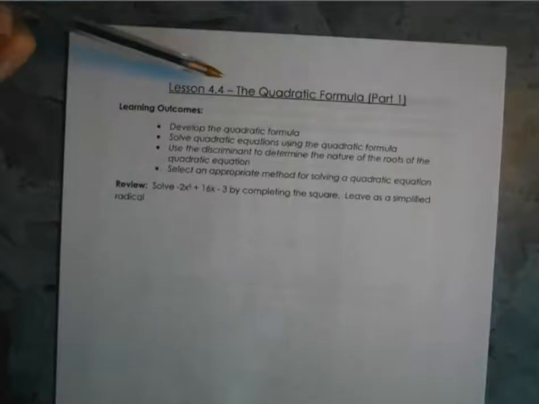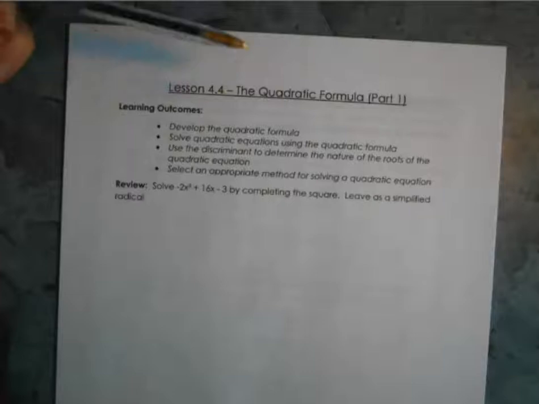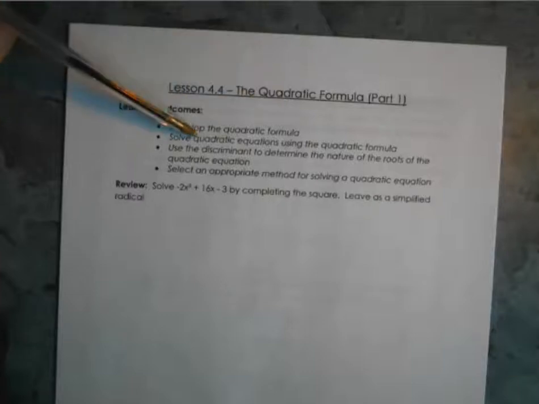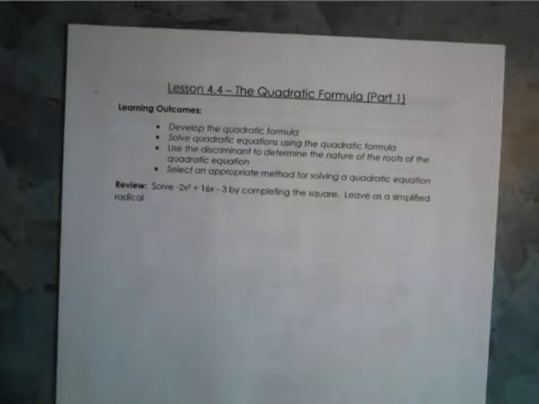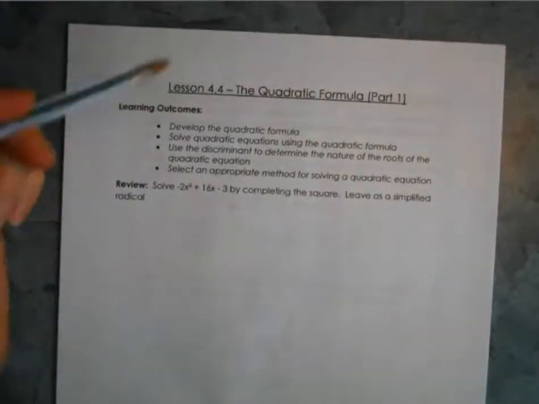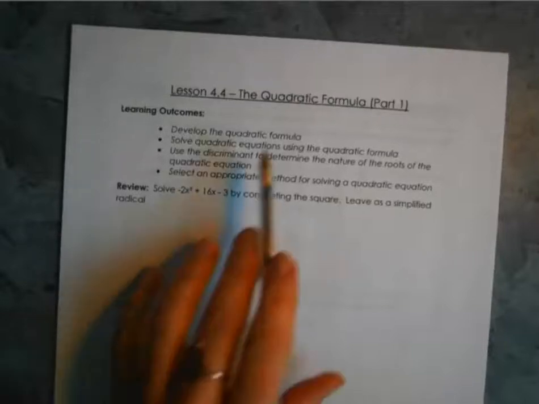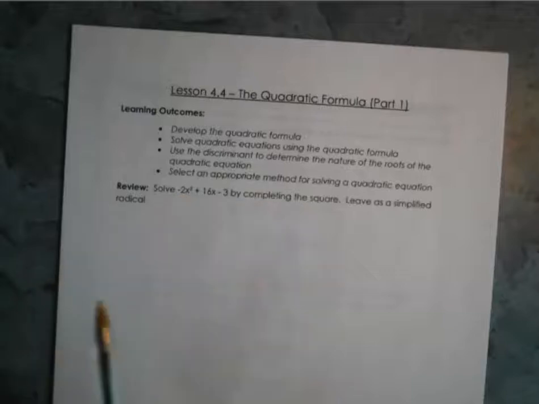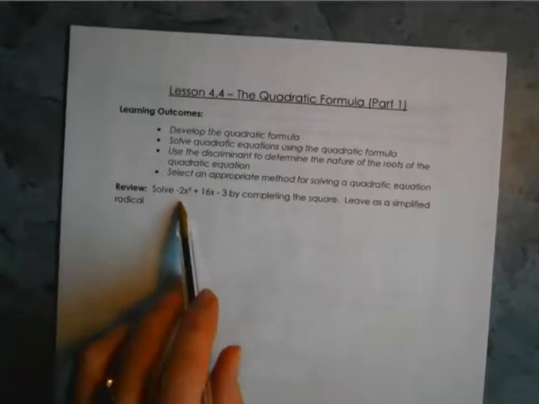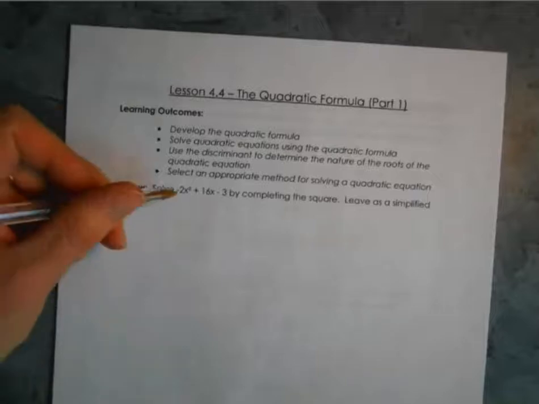So this is our last section on solving quadratic equations, and we're going to divide this lesson into two parts. Today will be part one. As an introduction to how we actually develop the quadratic formula, we want to remember the work of completing the square with a polynomial. So let's work through it and remember what those steps are before we look at how we get the quadratic formula.